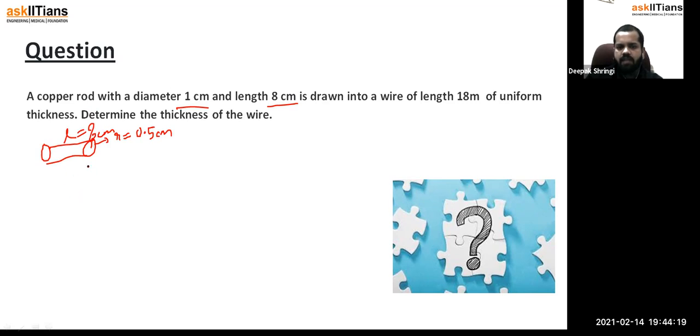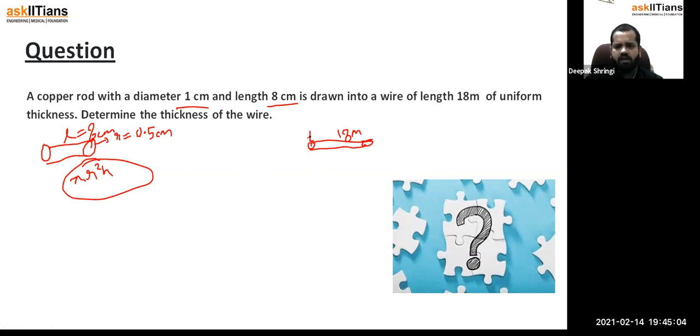So you know the value of r and the value of l. A copper rod is basically a cylindrical form, right? So you know the value of r, you know the value of l. So it means you know the value of pi r square. And what is pi r square? Pi r square is basically the volume of your copper rod. Okay, then it is converted, right? It is drawn into a wire of length 18 meter of uniform thickness. Just determine the thickness of the wire. So you are given that a copper rod of diameter 1 centimeter and length 8 centimeter is drawn into a wire of length 18 meter. It is so beaten up that its length has increased, of uniform thickness.